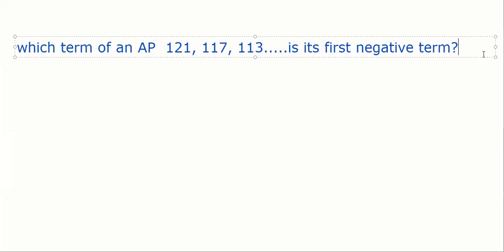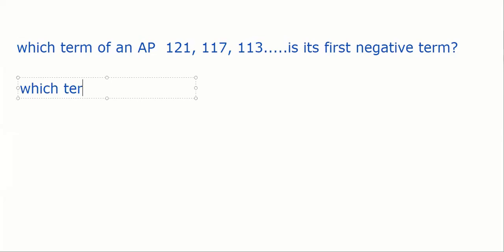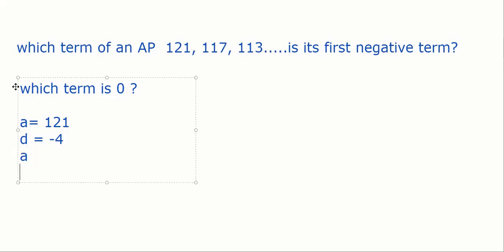So what we'll do is, I'll tell you the method. First we'll find out which term is 0. We can find out which term is 0, because negative will come only after 0, right? So find out which term is 0. How will we do it? What is A here? 121. What is D here? -4, sir. I said 0 because we have to find out which term is 0.